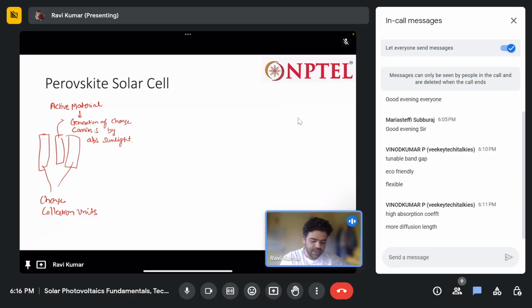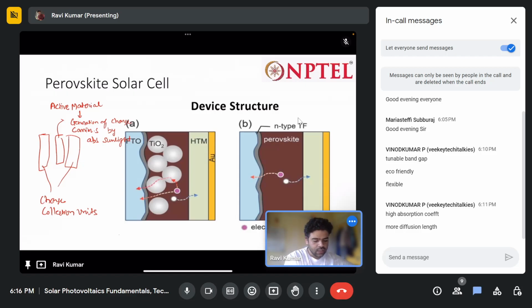This is the simple device structure we can see. This is glass with a conductive layer. This is another material, metal, and this is the hole transport material. And inside, this brown color is the perovskite material. The charge carriers are generated inside this perovskite material, and using other materials like TiO2, they are collected on the electrodes. So this is the simplest device structure for this perovskite material.